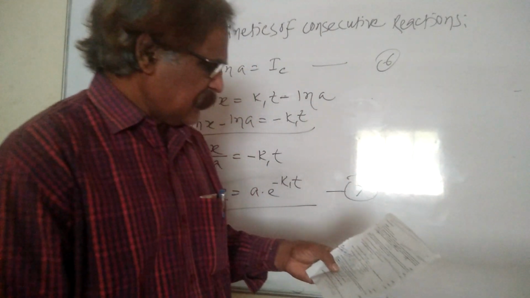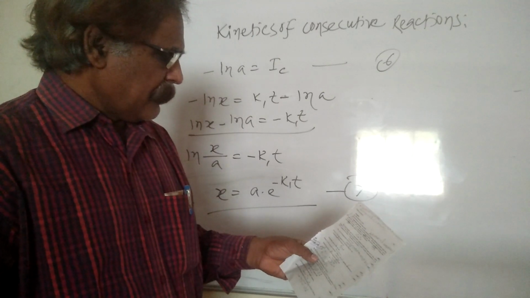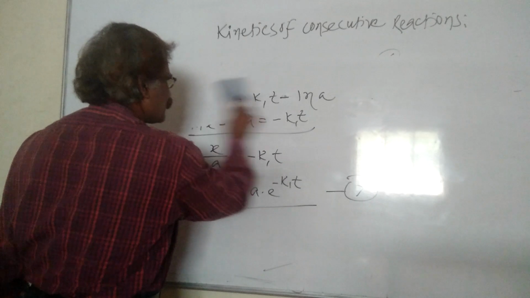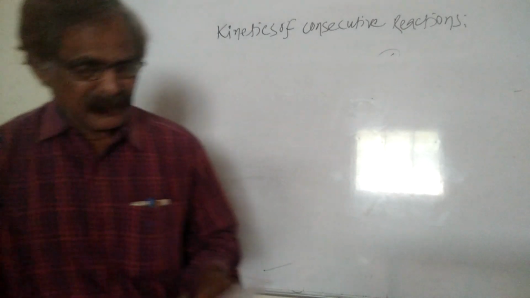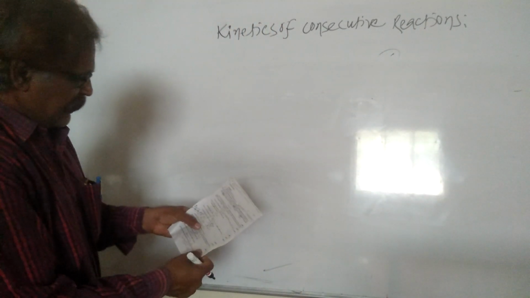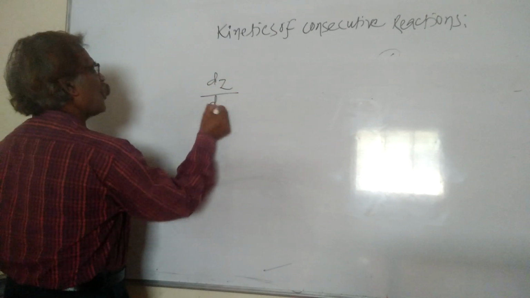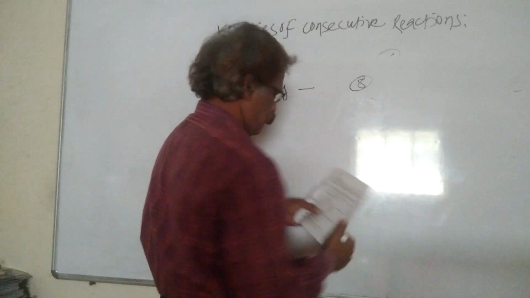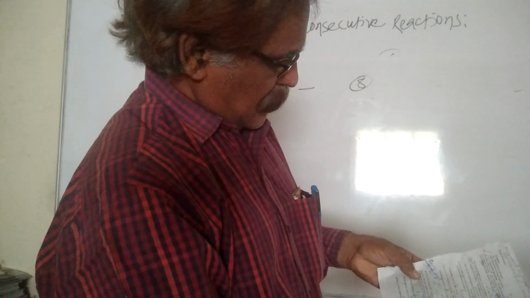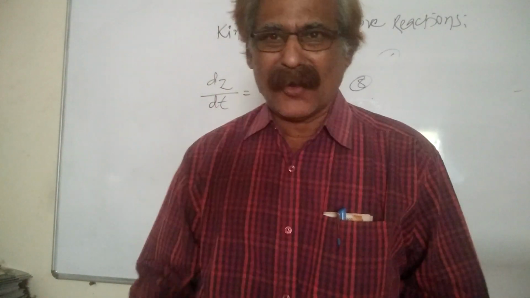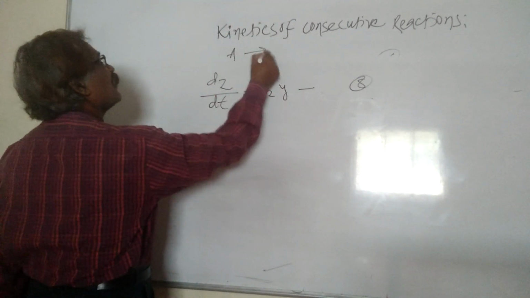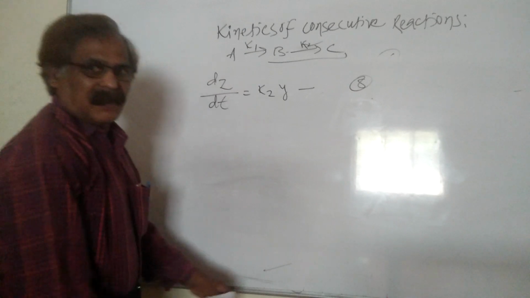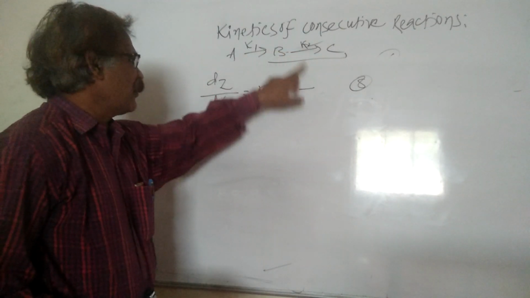So with this, let us see the rate of formation of C. The rate of formation of C is given by dz upon dt is equal to k2 into y, and suppose this is equation number 8, where k2 is the rate constant for the formation of C from B. Isn't it? You know, in this reaction, this is k1. So the rate constant of formation of C from B is k2.